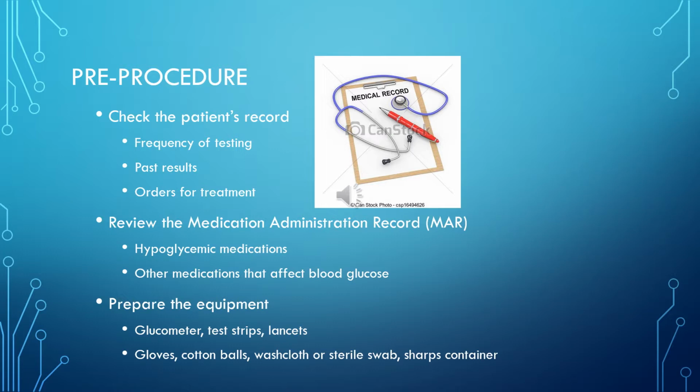All right, so we make sure we have the glucometer. We make sure we have the test strips. We make sure we have the lancets, the gloves, cotton balls, and again, either the washcloth or sterile swab, and sharps containers or container. Once we have that ready, we can proceed to the procedural part.